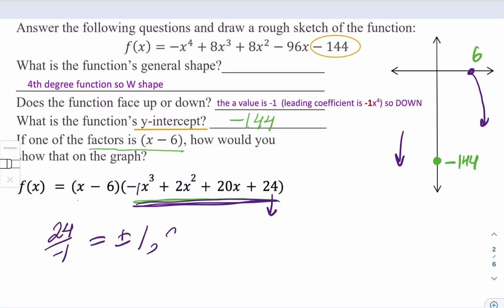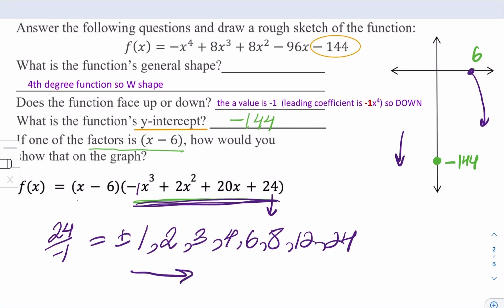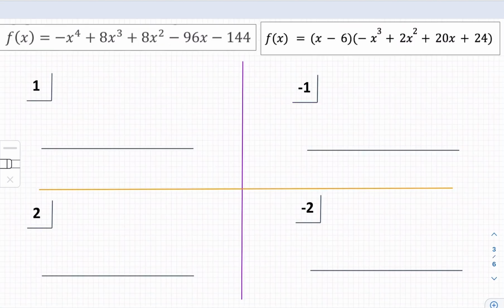So you always start with 1. 2 divides into 24. 3, 4, 6, 8, 12, and 24. I know, that's a lot of factors. That's a lot of possibilities that you could look at and use your synthetic division. Now, I can tell you for sure that you're going to get lucky and only have to do it a couple times. I always start with 1, right? I always go this way down the list. I do 1, and then I do -1, then I do 2, then I do -2.